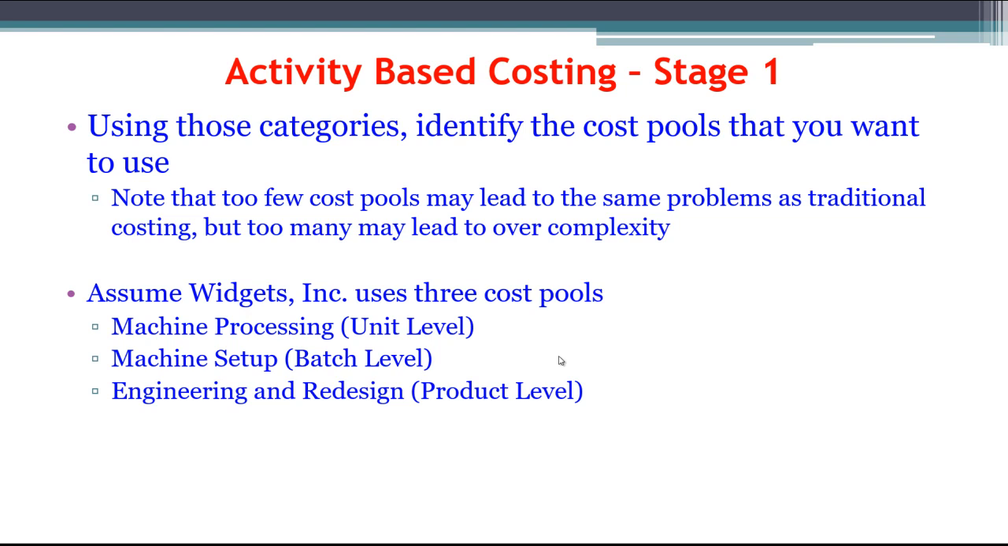Now we're going to see some examples later on from a healthcare facility, but let's assume for this particular simple example, we have three cost pools. Machine processing, which is at the unit level, every unit gets it. Machine setup, which is at the batch level, and then engineering and redesign, which is at the product level.